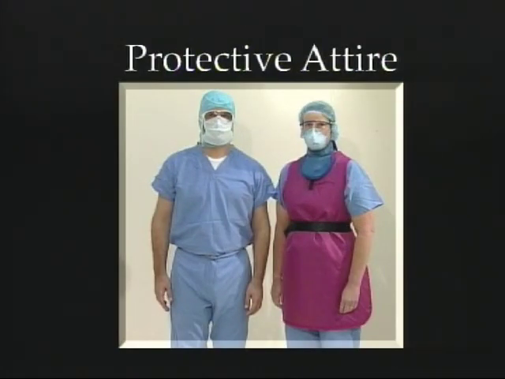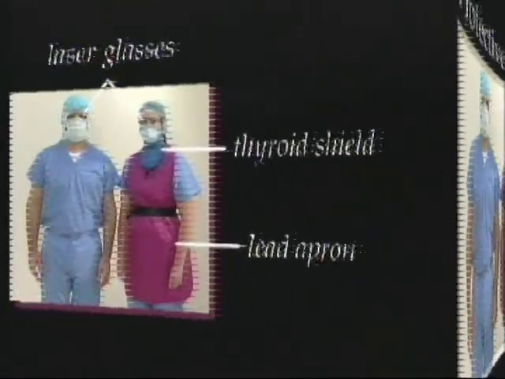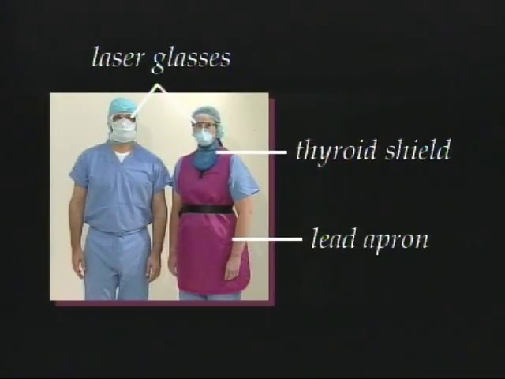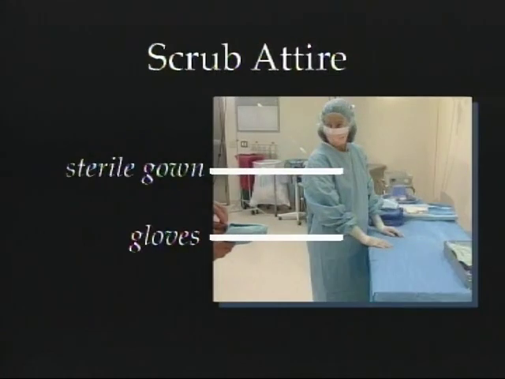Protective attire consists of a mask and face-eye protection. Additional items, such as radiation protection devices and laser eyewear, may also be necessary. Scrub attire is worn within the sterile field and consists of the sterile gown and gloves.